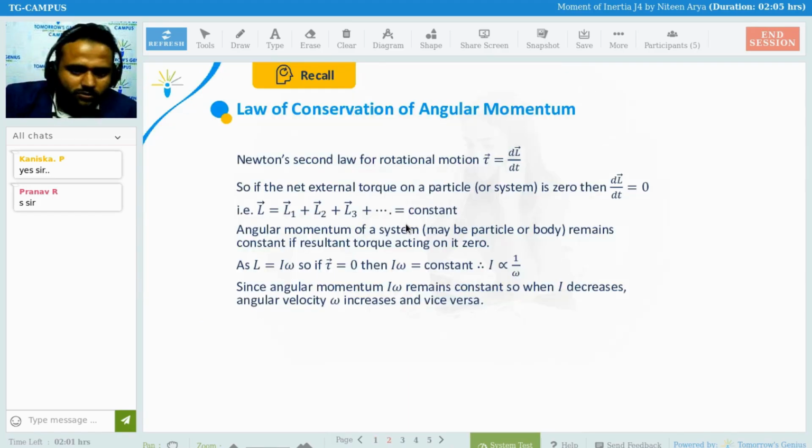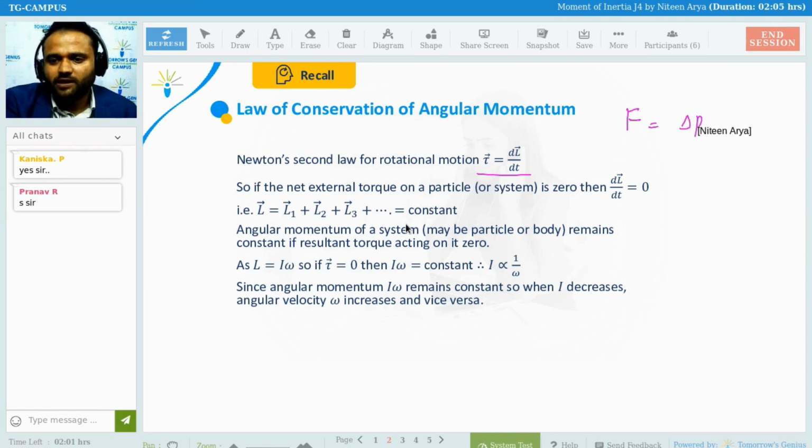Okay, so this is the beginning, the law of conservation of angular momentum. In the previous classes, we learned that Newton's second law of rotation motion is nothing but torque tau equals dL by dt. In the same way, for a linear motion we have force as the rate of change of momentum, dp by dt. That is the same sense. In angular motion, we have this.